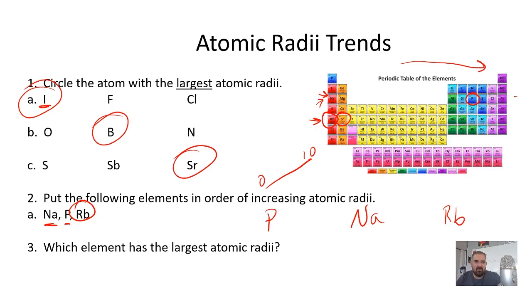And then last question, which of these elements has the largest atomic radii? It's going to be this one right here. So everything in that corner is going to be larger than the things in the other corner. Here we're going to have the smallest things. So that's it right there. Let's go ahead and move on.